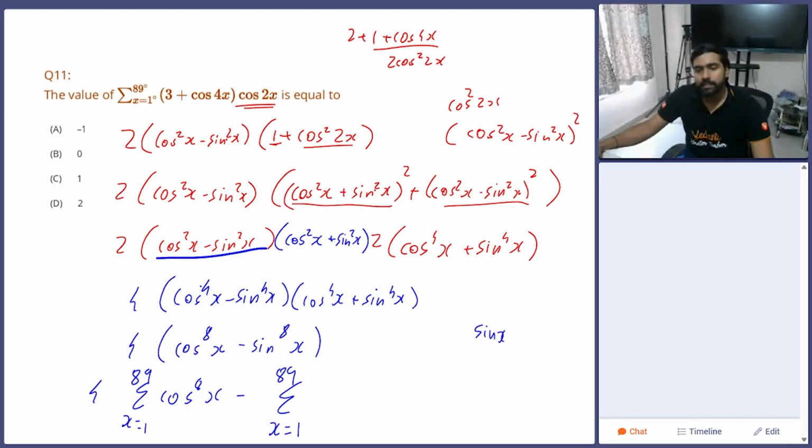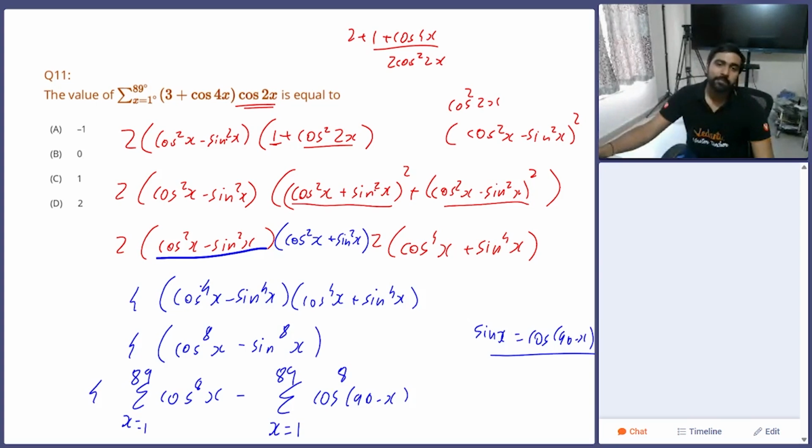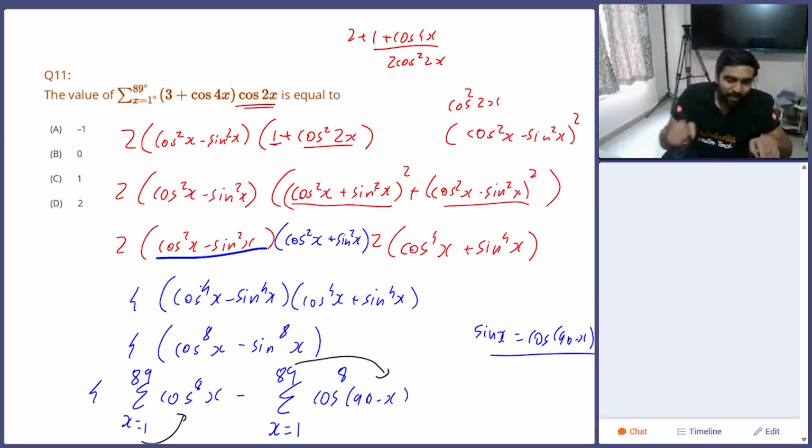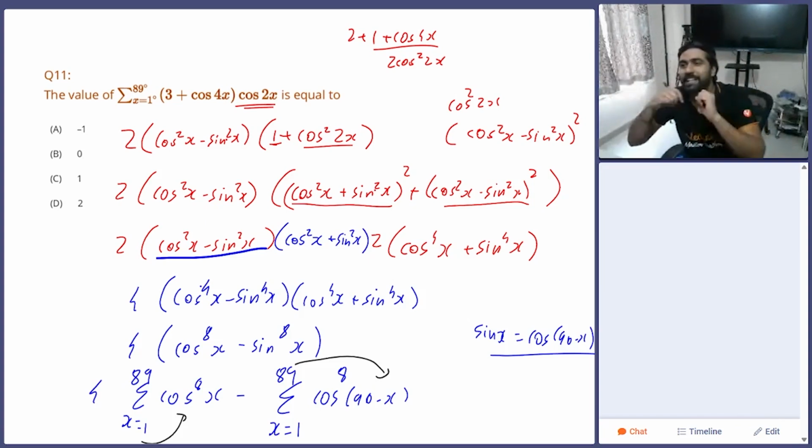Can I say that sin x is equal to cos of 90 minus x? Yeah, I can say that this is cos 90 minus x power 8. The reason we have done this is, now dekho, over here when you put x equal to 1, you will get cos 1 power 8. Similarly, when you put x equal to 89, you will get cos 1 power 8 but with a minus sign. So when you put 1 over here, 89 over here gets cancelled out. When you put 2 over here, 88 over here gets cancelled out. When you put 3 over here, 87 over there gets cancelled out.